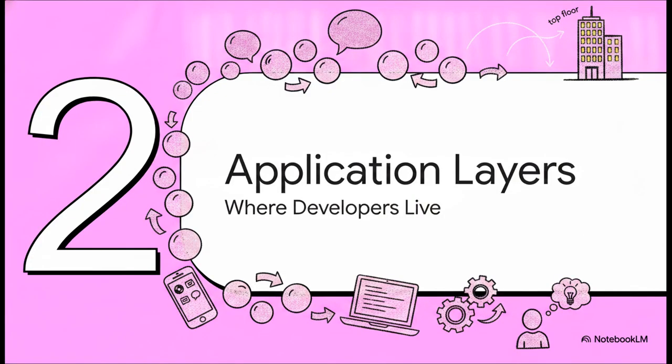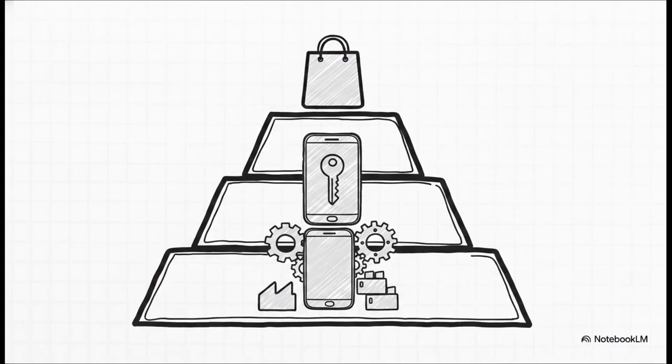Ding! Arriving at the top floor. Section 2, the application layers. Now, this is the vibrant ecosystem where most app developers spend their entire careers. But even up here, not all apps are created equal. Notice we've got 3 distinct tiers.